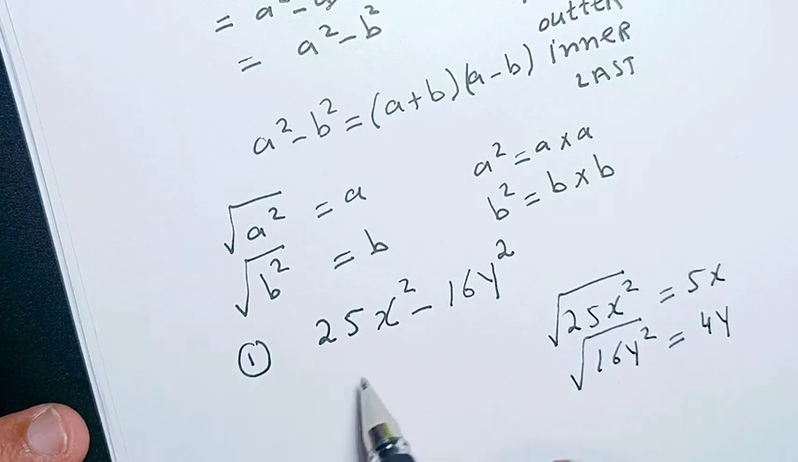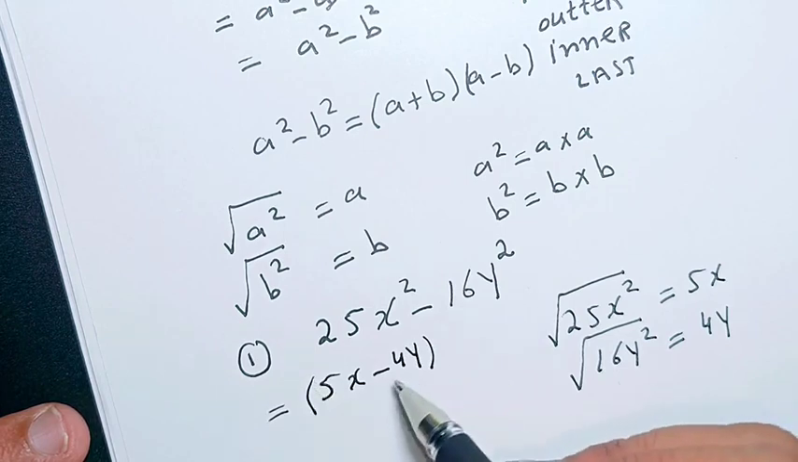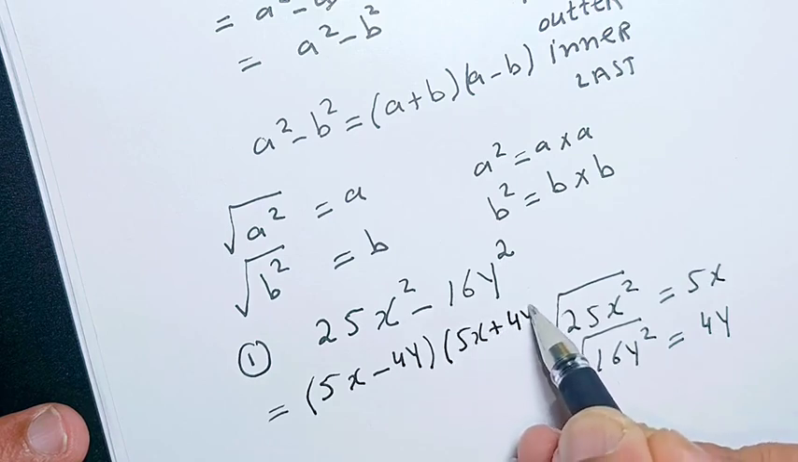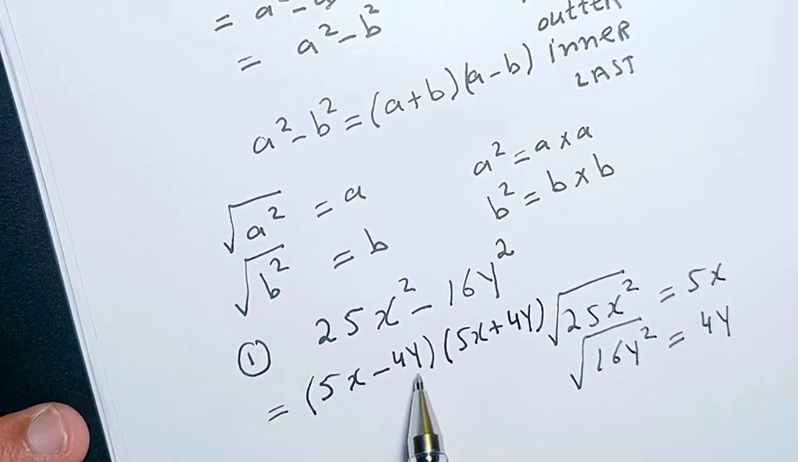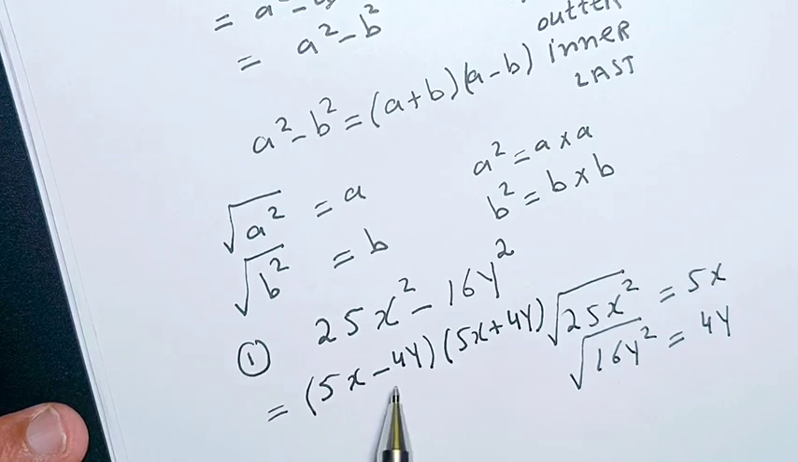Now, according to the formula, one time you're going to put minus, and the second time with the same terms you're going to add. So one time it is 5x negative 4y, multiplied by 5x plus 4y. One time you put the negative sign and the second time the positive sign. These are the factors of this perfect square expression.